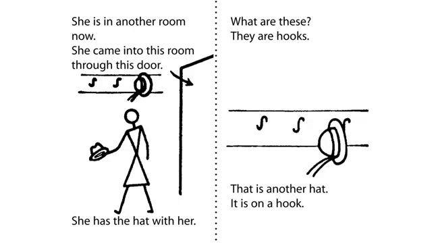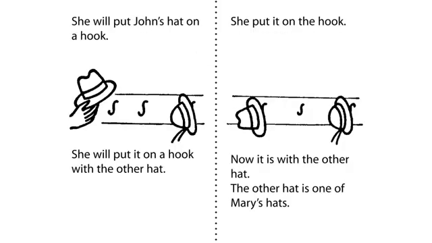What are these? They are hooks. That is another hat. It is on a hook. She will put John's hat on a hook. She will put it on a hook with the other hat. She put it on the hook. Now it is with the other hat. The other hat is one of Mary's hats.